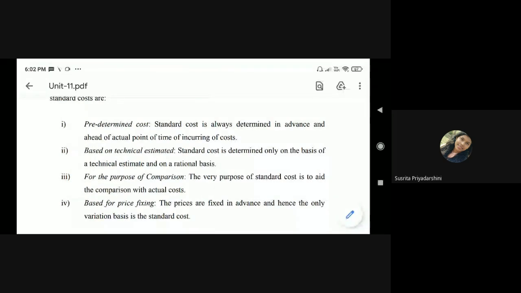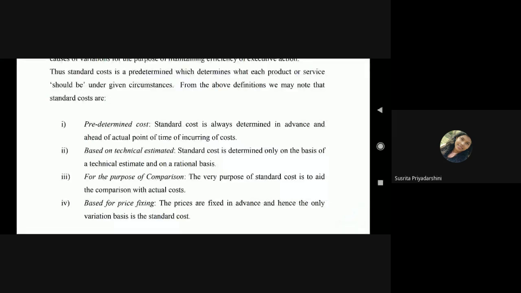Next, best for price fixation. The prices are fixed in advance and hence the only variation basis is the standard cost. So the standard cost is the basis for finding out the variance. If the standard price is not fixed, then we cannot find out the variance. Okay. Next.